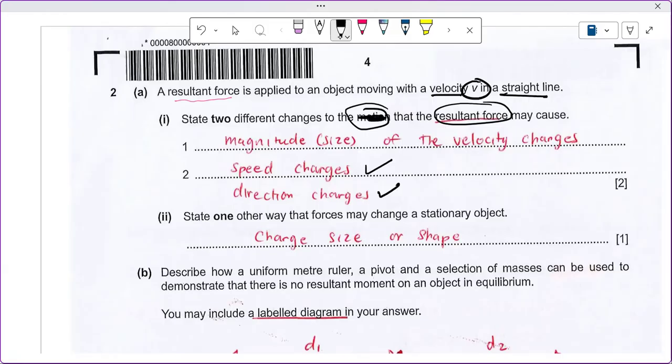Then here they're asking you to state one other way that forces may change a stationary object. And they're saying a stationary object, which means every emphasis is on a stationary object. They can change the size or the shape of the object, right? If you apply a force.